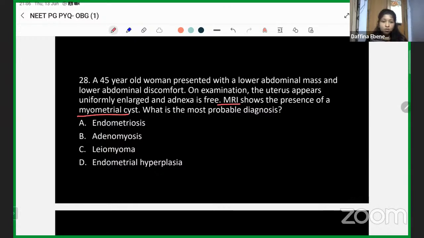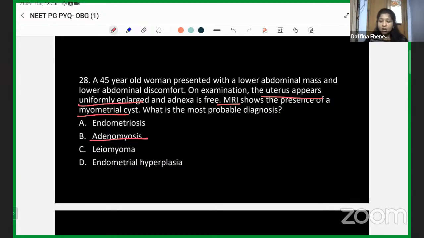This you have to rule out. The one clue that is given here is the uterus appears uniformly enlarged, and the MRI shows the presence of a myometrial cyst. The answer is adenomyosis. Even if you have a doubt in that, you can rule out based on the symptoms also. Endometriosis, what is the most common symptom that's going to happen? Dyspareunia, dyschezia. All the pain symptoms are going to occur in endometriosis, but they have not mentioned anything about dyspareunia or dysmenorrhea or dyschezia. So that is again going to rule that out.